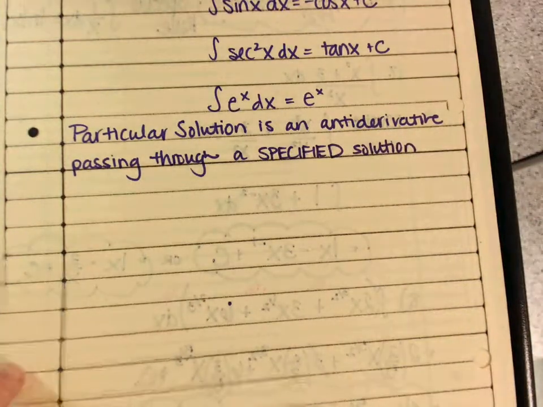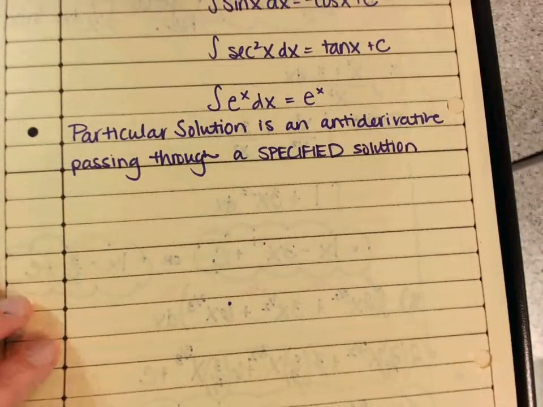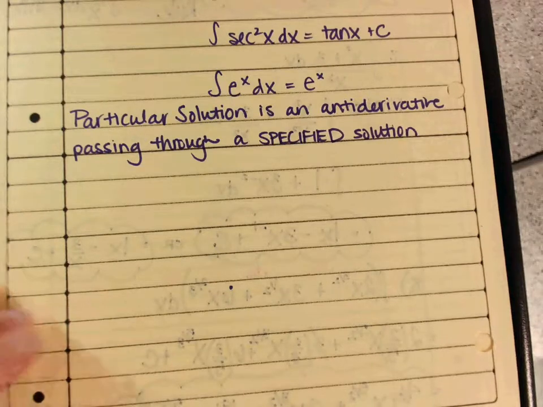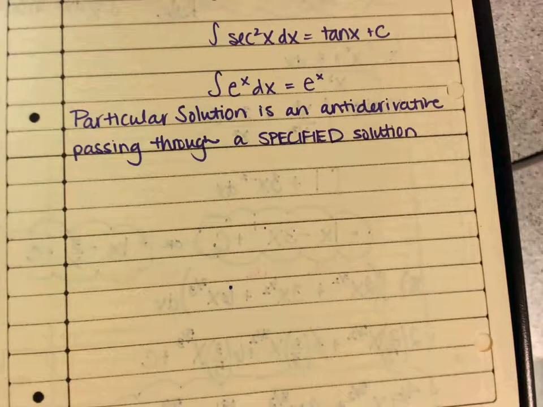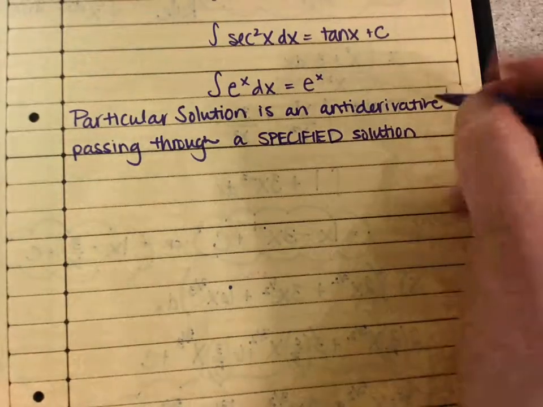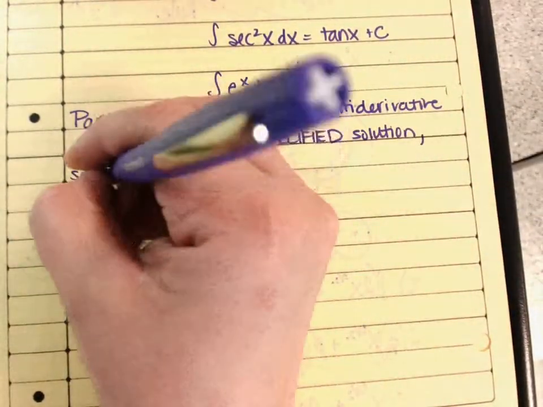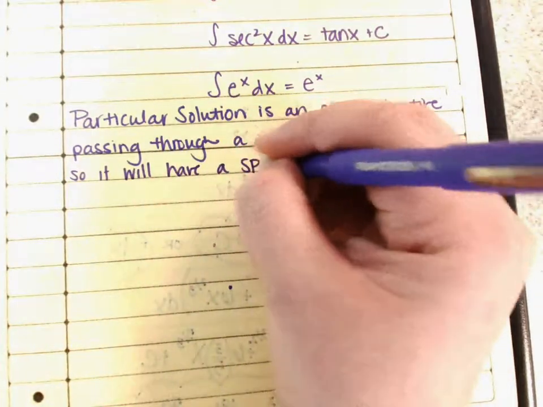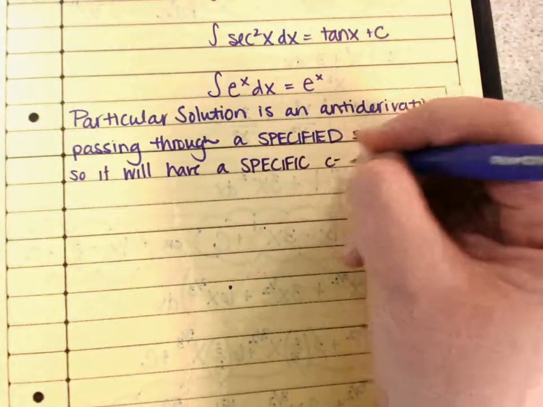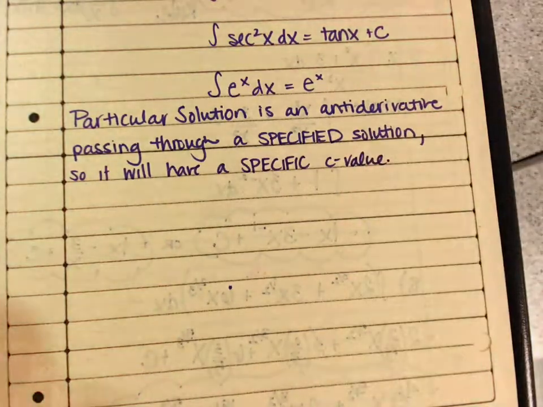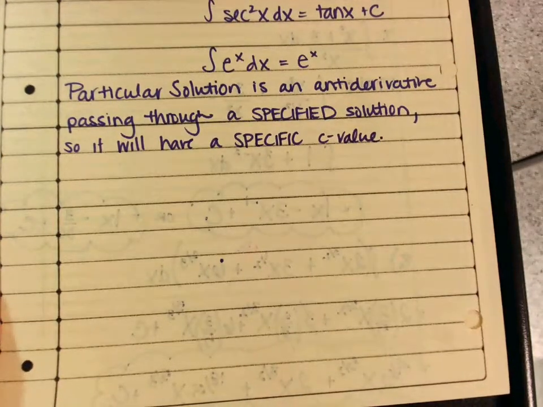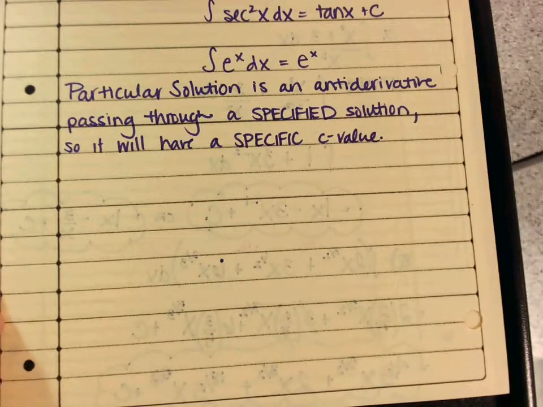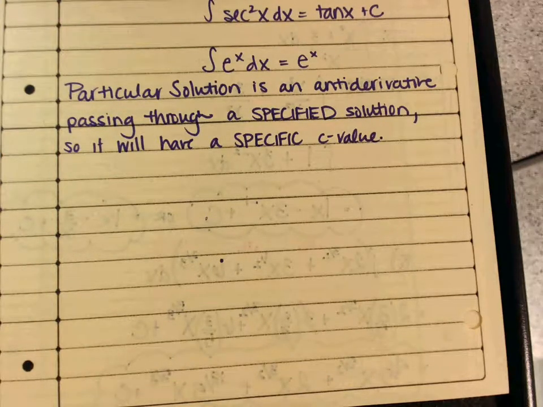So they're going to give you a point, and you're going to have to go back and find the C value. Now, in order to have a specific C value, they would have to give you a point for it to pass through. Okay? So we're going to do an example of that now.